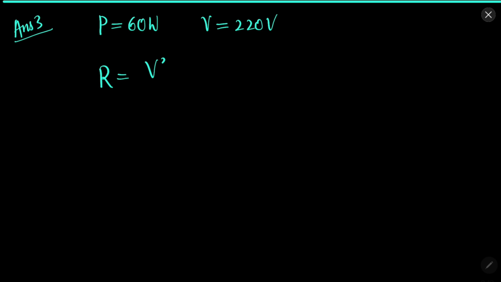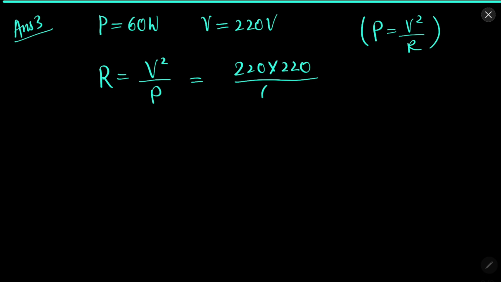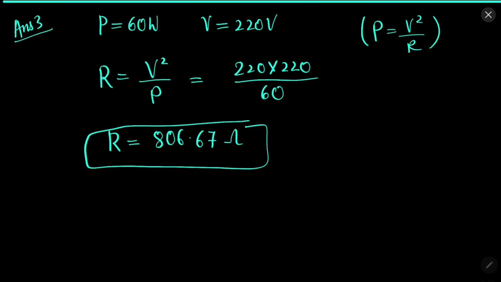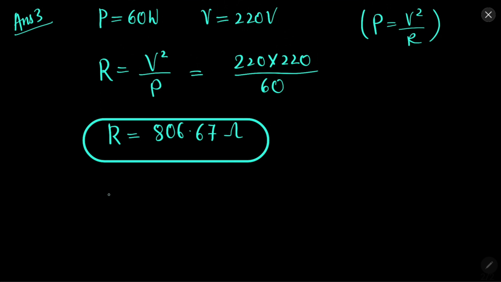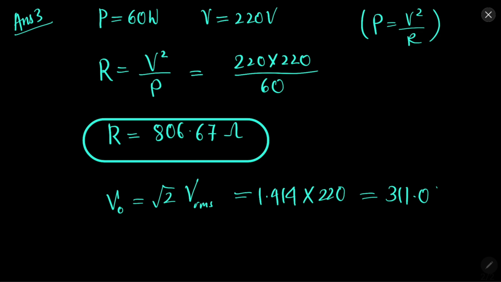Now resistance can be found out using this formula, because power is equal to V square over R. So it will be 220 into 220 over 60. So resistance will come out to be 806.67 ohms. Now V0 will be root 2 into V RMS. So it will be 1.414 into 220. So it will be 311.08.